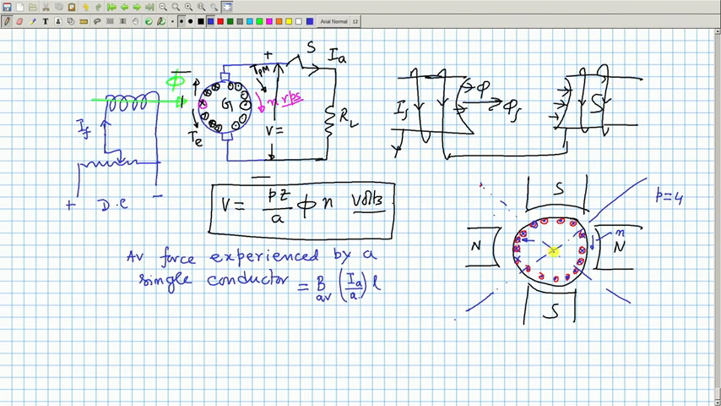What is the torque? Torque about the origin, or about the shaft? The torque experienced by this conductor will be equal to the force into d by 2, that is B average into I_a by A into L into d by 2, the radius. Force into distance about this point.